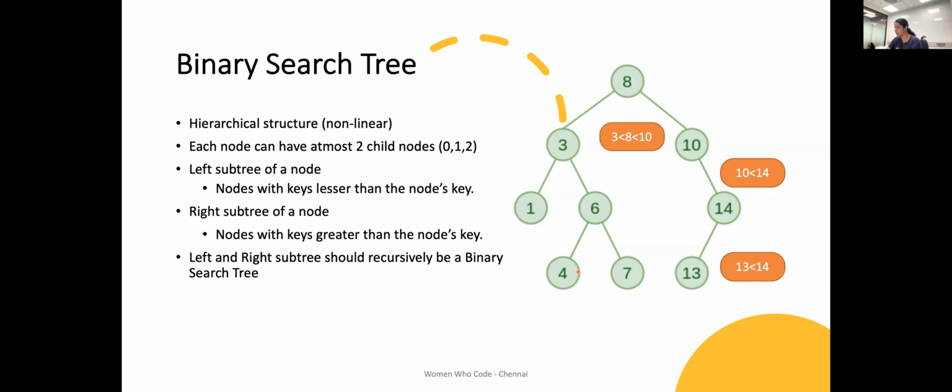If I take this subtree, it's going to be 4, 6, 7, which follows the rule that 4 is less than 6 and 7 is greater than 6. So the entire tree should follow these two key things, and that's when you call it a binary search tree.